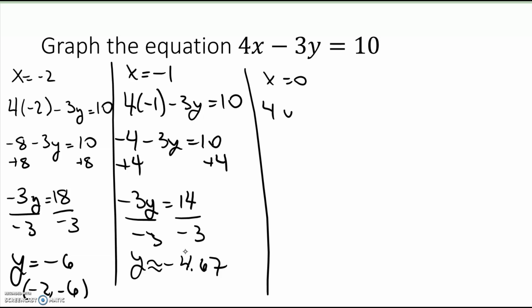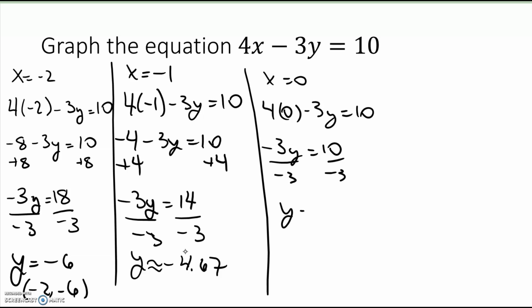Okay, so x is equal to 0. So we got 4 times 0 minus 3y is equal to 10. So we've got 4 times 0, that just goes away. So -3y is equal to 10. Divide both sides by that -3. So y is equal to, okay, a positive divided by a negative, that is a negative. And then 10 divided by 3, okay, and that'll be 3.33. Okay, so let's keep going.